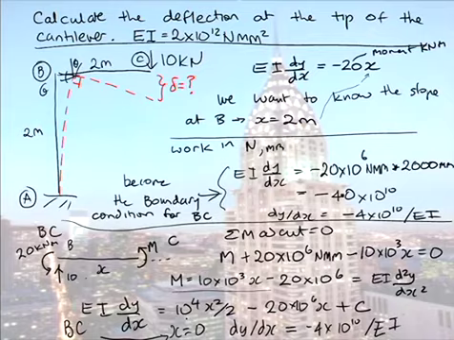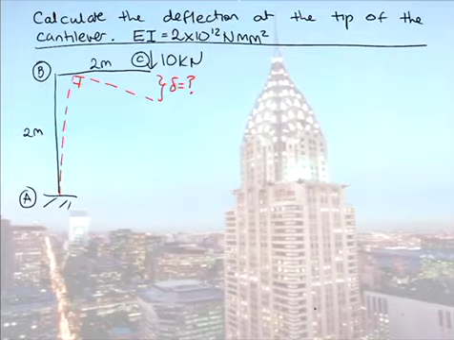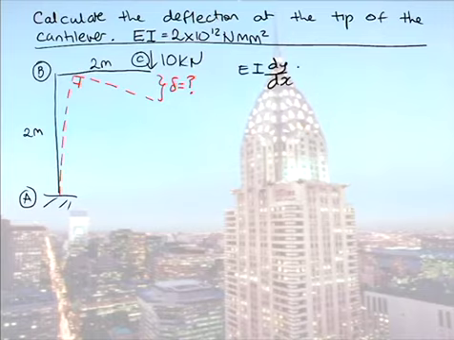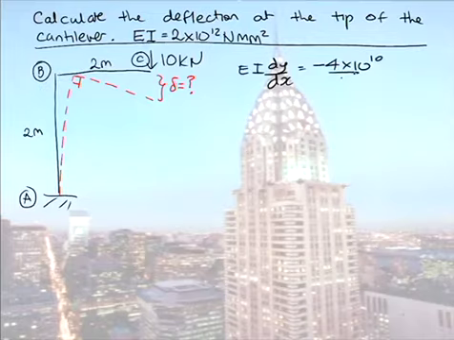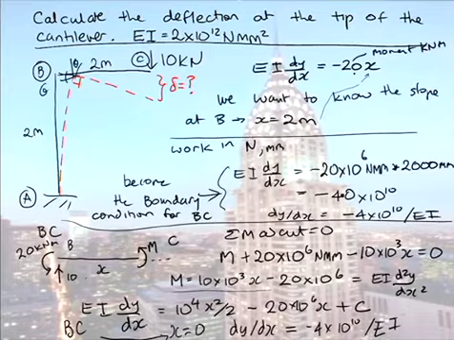So subbing this in now as our boundary condition. When x is 0, you can see this first term here is 0. The second term here is 0. So we're left with EI dy dx is equal to minus 4 by 10 to the 10. Oops, where did I have the EI? I always muddle up my EIs. They should be cancelling out.